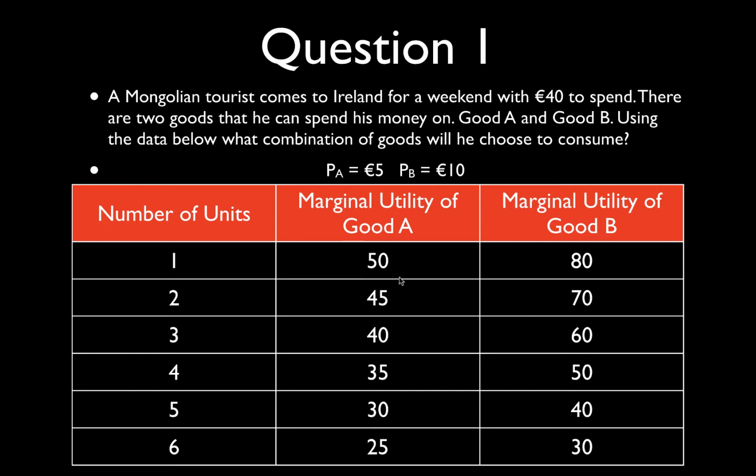The first thing we have to keep in mind is the marginal utilities, and as we can see here, the marginal utilities of each good is dropping as we consume more and more of that good. So that's showing the law of diminishing marginal utility.